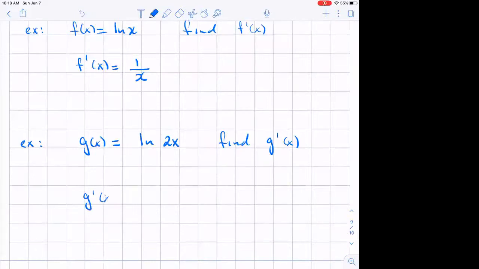Well, g prime of x will be 1 over, not x, it'll be the derivative of 2x, right? The derivative. So this becomes 1 over 2x times 2, which becomes 1 over x also.